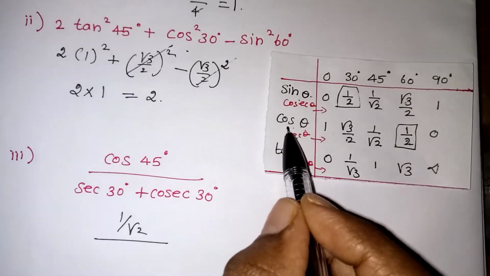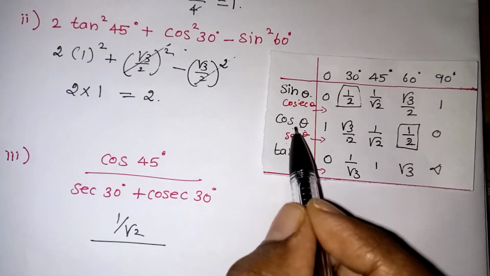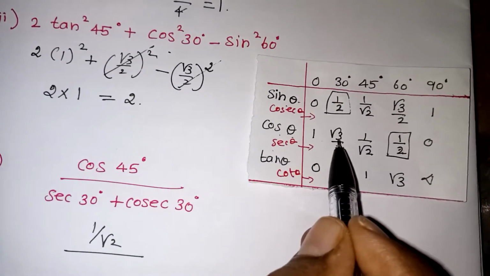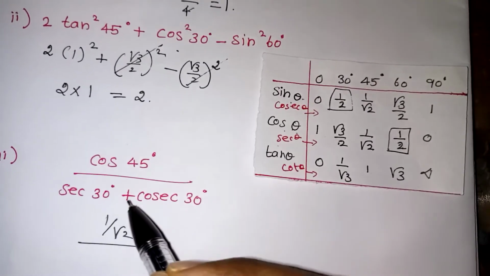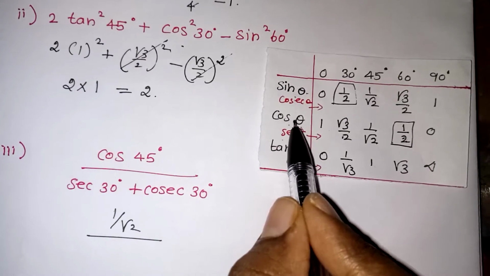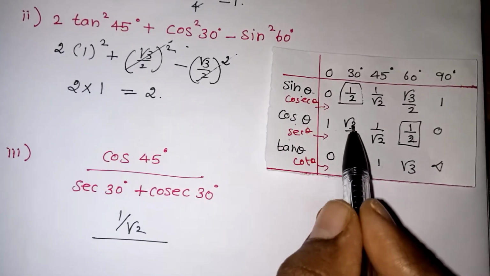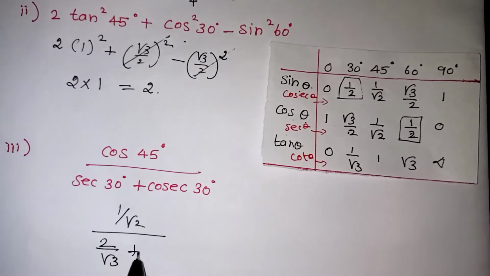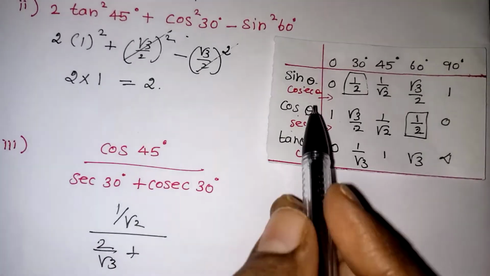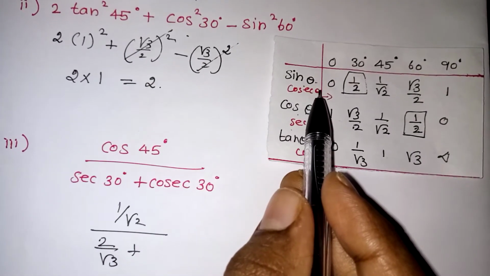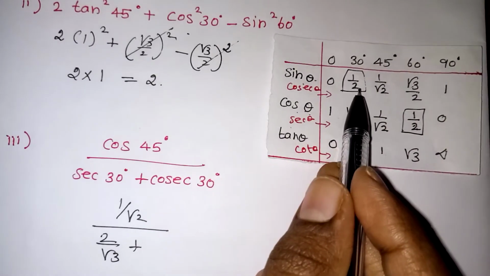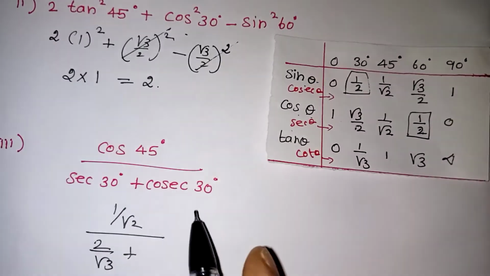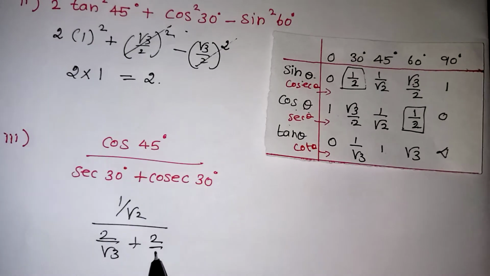Secant and cos are reciprocals. Cos value should be reciprocal for finding secant. Here secant 30 they are asking, so the cos 30 value should be reciprocal. Root 3 by 2 means here 2 by root 3 should come. In the same way, cosecant 30 we want. Cosecant is the reciprocal of sine. So sin 30 should be reciprocal. 1 by 2 is the sine value, so for cosecant it will become 2 by 1. Just write it 2 by 1.